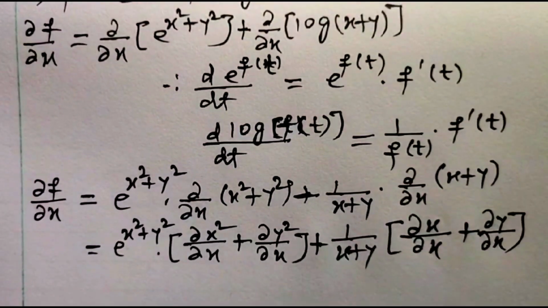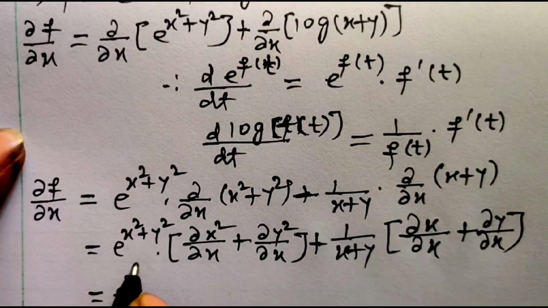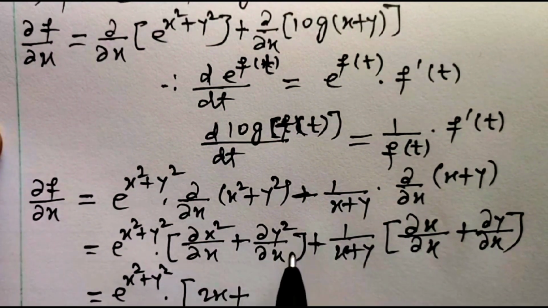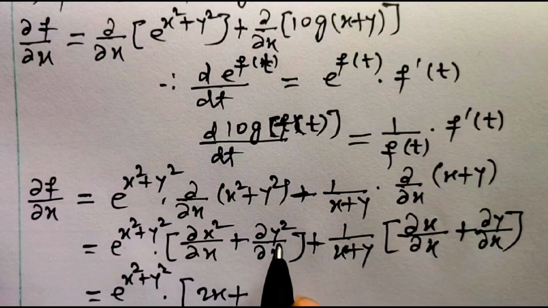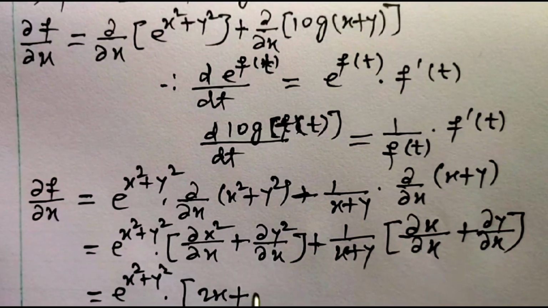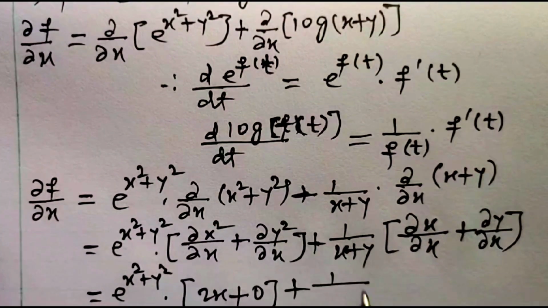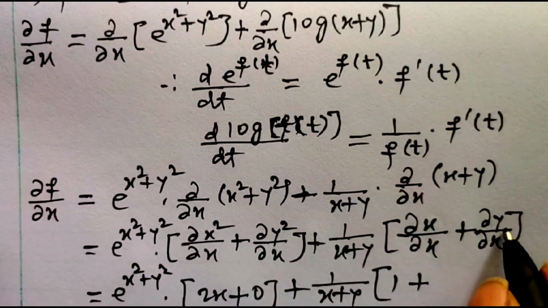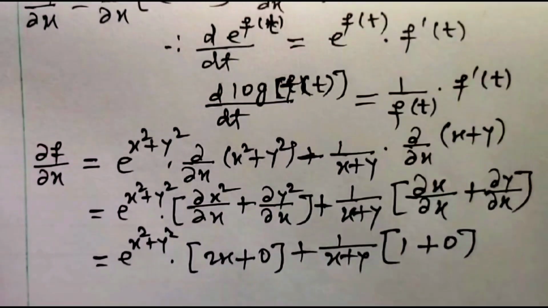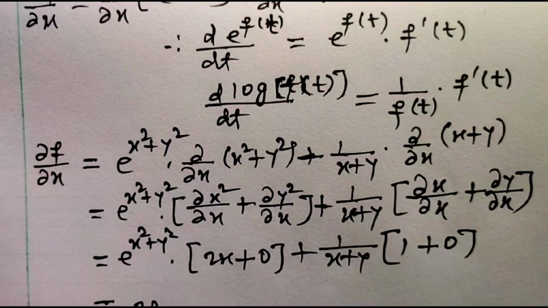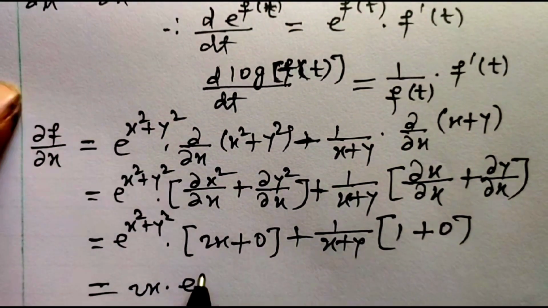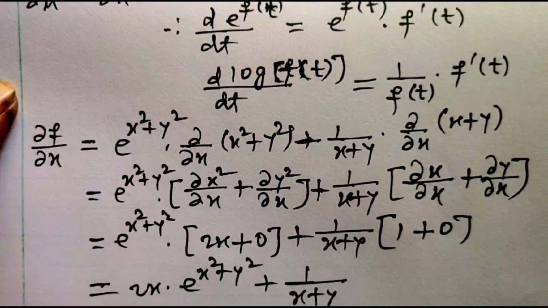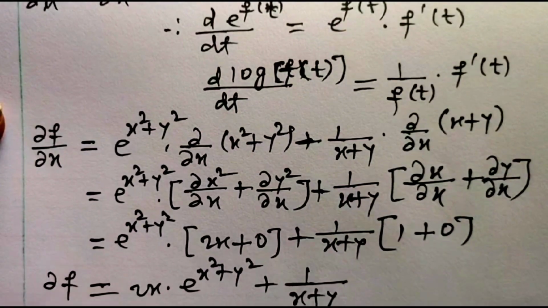And then this is equal to e to the power x square plus y square. Derivative of x square with respect to x is 2x. Y is constant, so y square is constant function. Derivative of y square with respect to x is 0, plus 1 upon x plus y. Derivative of x with respect to x is 1 and derivative of y with respect to x is 0. Simplify this. So this is equal to 2x into e to the power x square plus y square plus 1 upon x plus y. This is partial derivative of f with respect to x.